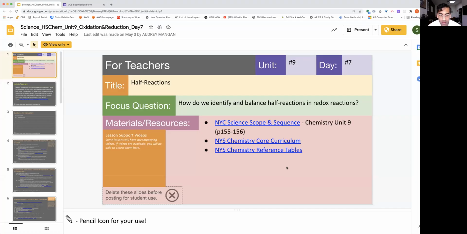All right. So this is in Unit 9, which is oxidation and reduction. All right. I'm going to quickly define some terms. After we talked about the focus question, we want to identify and balance half reactions and redox reactions. I'm going to focus a little bit more on the balancing aspect. All right.